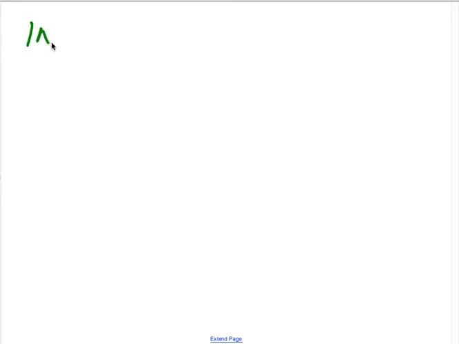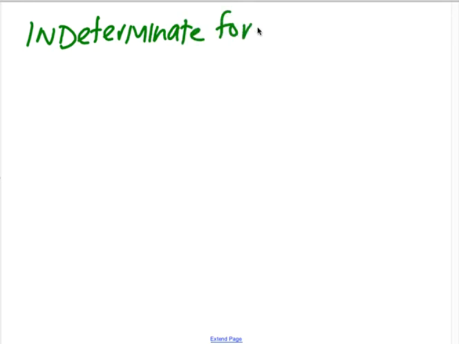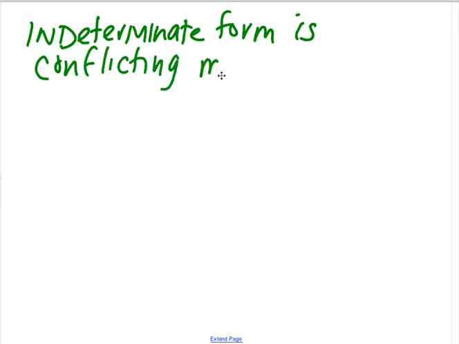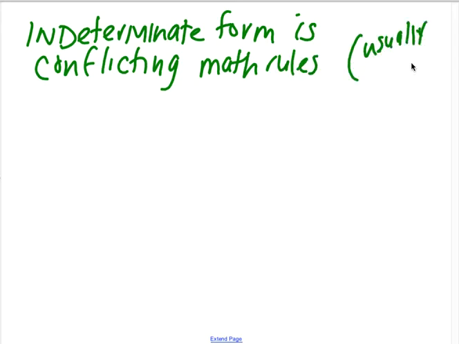The way you can spot an indeterminate form is that it has conflicting math rules. It usually involves, in fact always, a 0 or an infinity. So let me show you what I mean by that. I'm going to pick the easiest one I can think of.